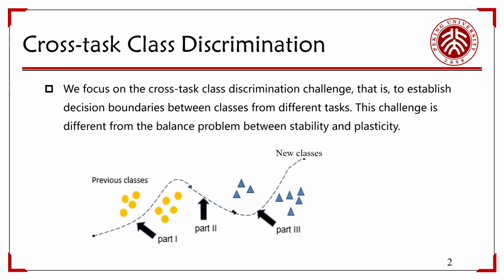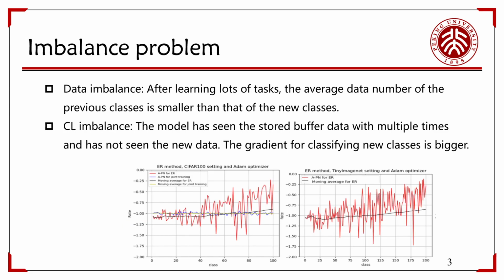That is very challenging. The replay-based method can mitigate this problem by mixing the training data of previous classes and new classes and using the mixed training batch to train the model. However, we found that the replay-based method still has problems in establishing cross-task decision boundaries. That is the imbalance problem. I describe the imbalance problem from two aspects.